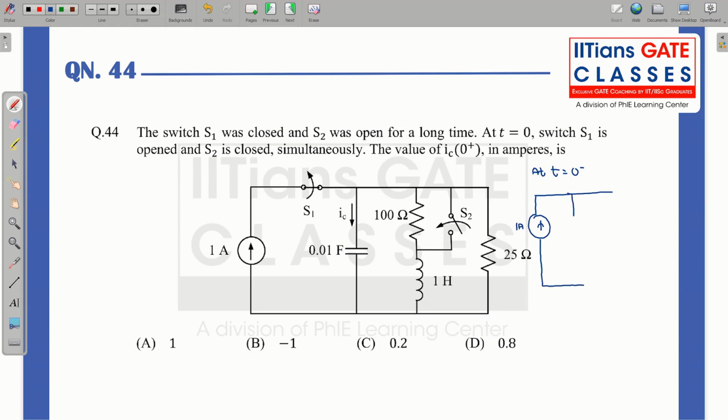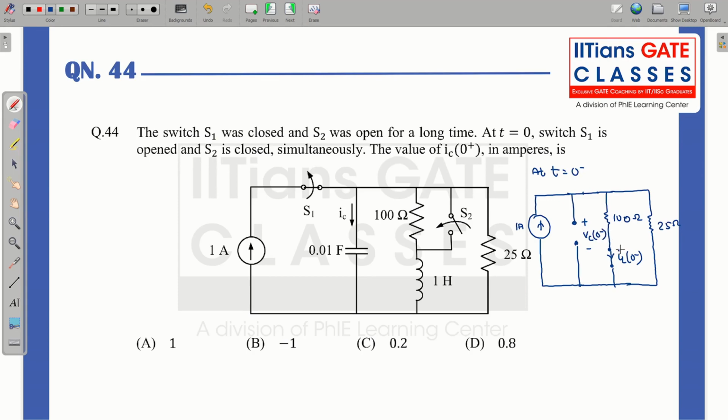The capacitor acts as your open circuit at steady state. And this switch S1 is closed, and S2 is open. And the inductor will be acting as a short at your steady state. So I have this 25 ohm. Here I have 100 ohm. This is your IL0 minus. This is your VC0 minus.